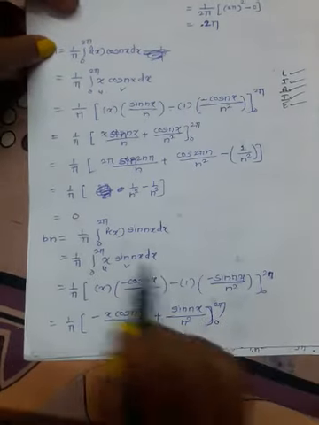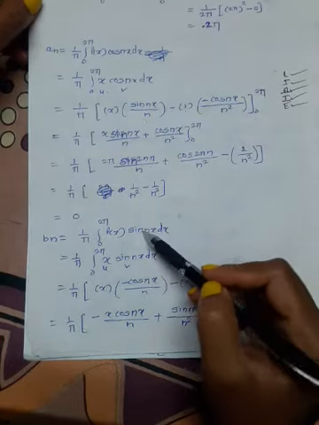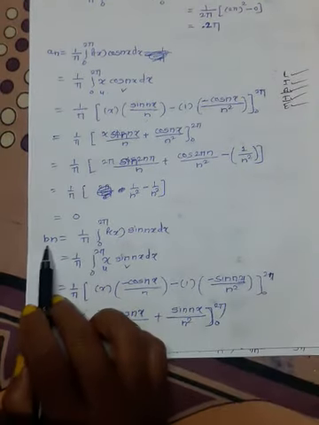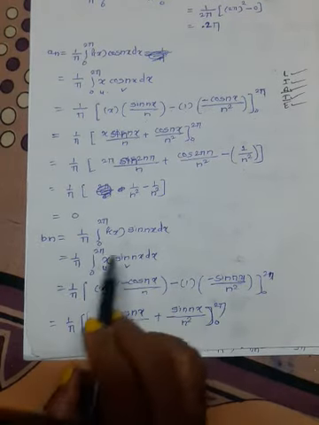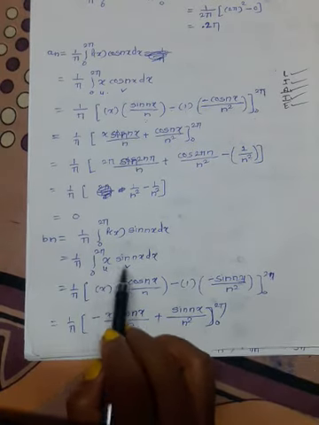Now next, bn. What is the difference between an and bn? Just replace cos by sin here. Rest of everything is same. Now the bn formula is 1 upon pi integration 0 to 2 pi f(x) sin nx dx. Integration 0 to 2 pi, f(x) is our function, x into sin nx.